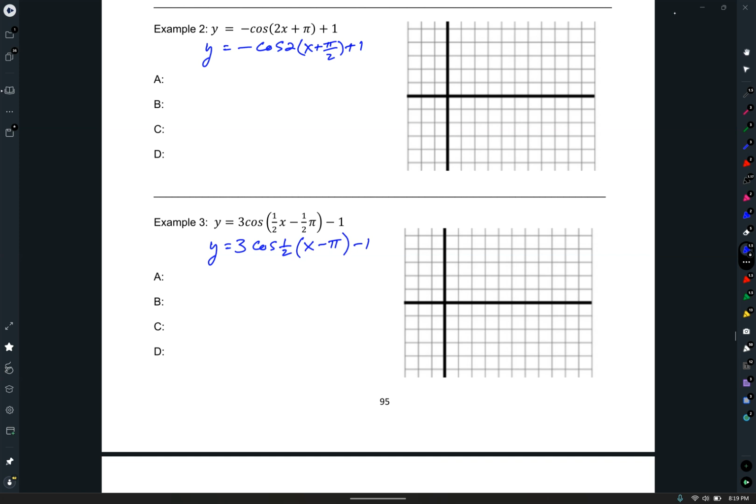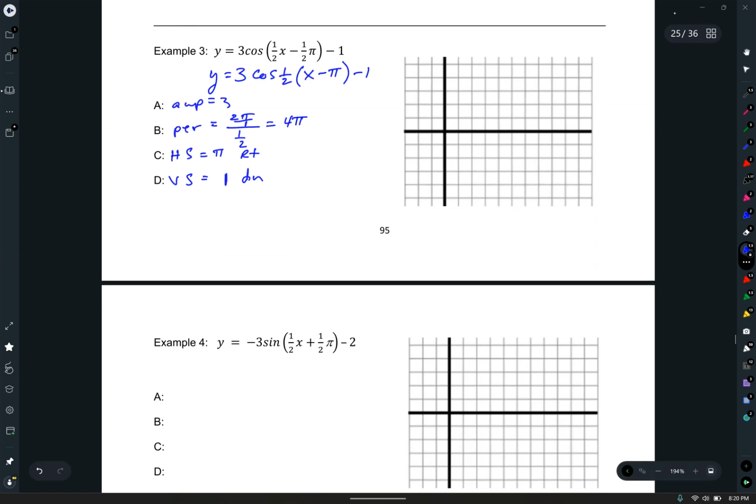And maybe I'll help you just fill in the information and you can do the graph. So on this one, remember the amplitude is 3. The period, remember, is 2 pi over b, so over 1/2. If you think of that as a fraction over a fraction and do outer over inner, that's going to come out to be 4 pi. My horizontal shift is now pi to the right, and my vertical shift is 1 unit down.